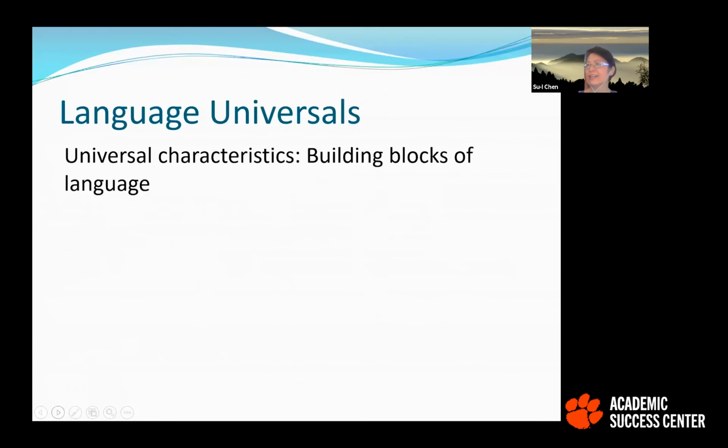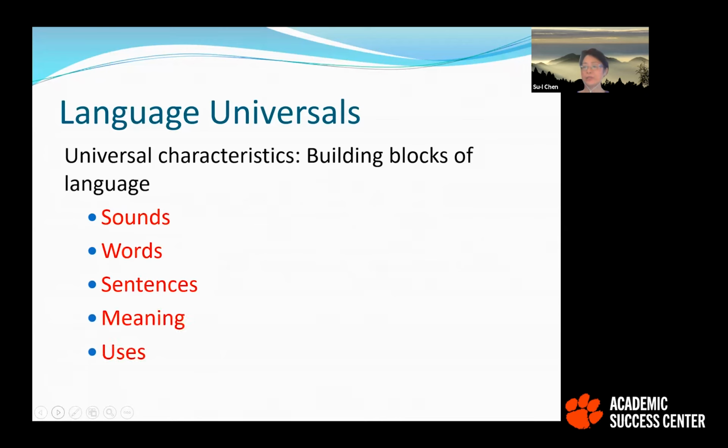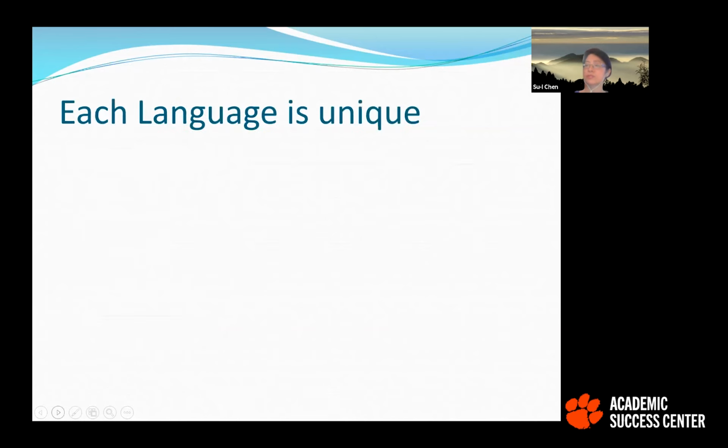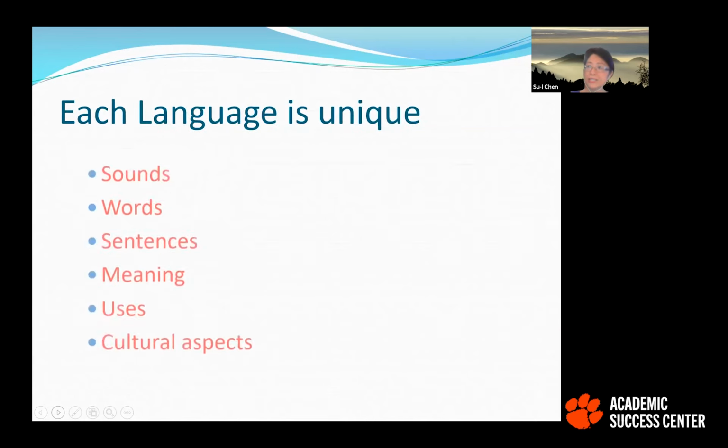Because you have to think about languages. We share some characteristics universally, because languages share the building blocks, like sounds. Every language has sounds except ASL. And words, sentences, meaning, uses. If you know all of this, you know that languages share this universally. So when you learn a language, you probably need to focus on all of this. And each language is also unique in the same way.